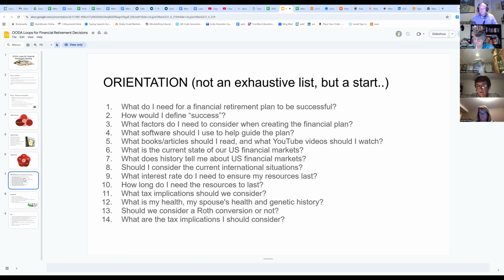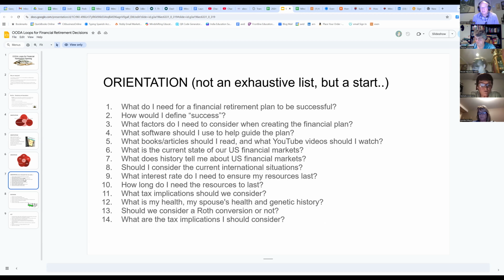What do I need for a financial plan to be successful? How would I define that success? What factors should I consider when creating the plan? What software should I use to help guide it? What articles or books should I read? What YouTube videos should I watch? What is the current state of our financial markets? What does history tell me about these markets? Should I consider the international situations? What interest rates do I need to ensure my resources will last as long as I hope to live?